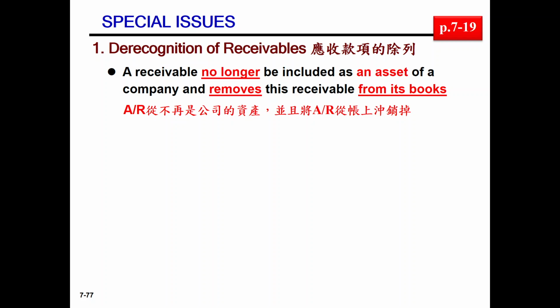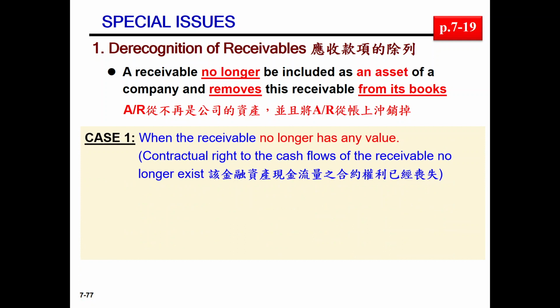So far you've learned from your first year, when you don't have any values for receivables, right? Since the receivables don't have any values, it's not necessary to report it on your accounting books. So what kind of situations do the receivables not have the value anymore? Depends on whether you are lucky or unlucky.